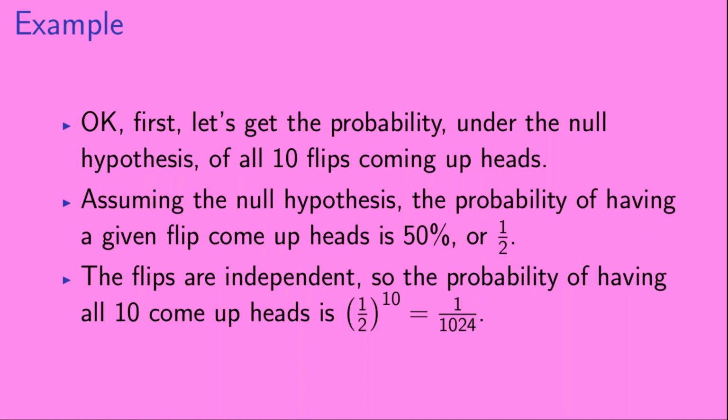Okay, first, let's get the probability under the null hypothesis of all 10 flips coming up heads. Assuming the null hypothesis, the probability of having a given flip come up heads is 50%, or 1/2. The flips are independent, so the probability of having all 10 come up heads is 1/2 to the 10th power, which is equal to 1 over 1024.